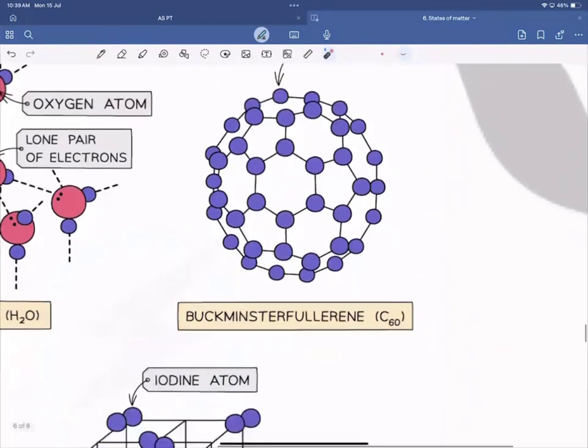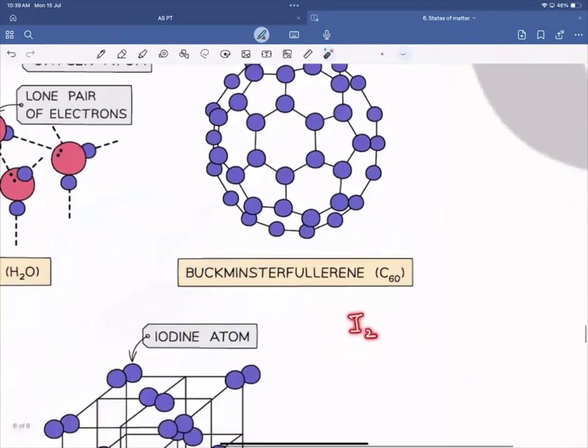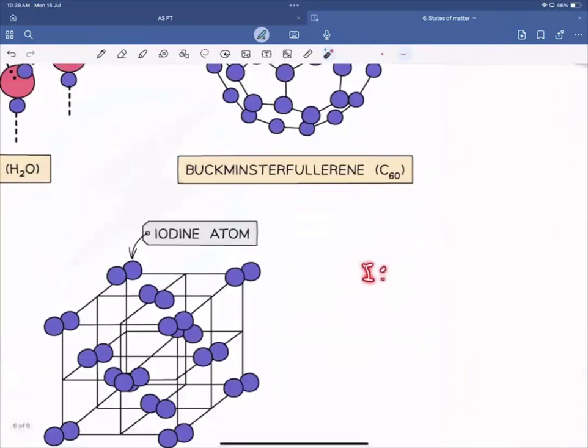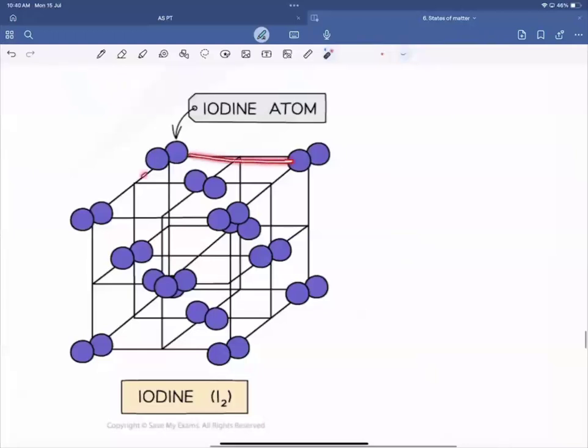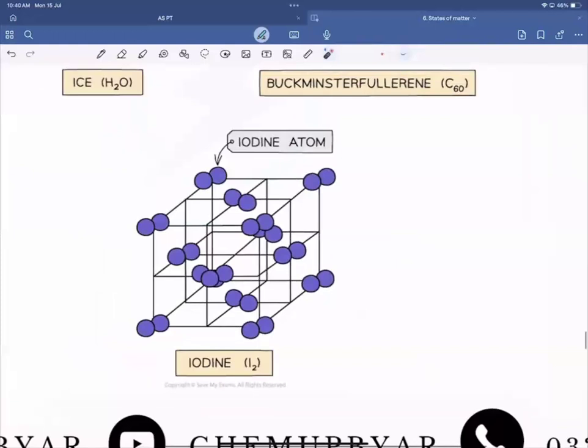Now, when we talk about iodine, iodine is diatomic, as we have discussed earlier. First, a covalent bond is made, and this is the covalent bond over here. That's why the two atoms are joined. Now you are seeing the lattice. These lines are actually representing the intermolecular forces between the iodine molecules. Is this understandable? Yes, sir.